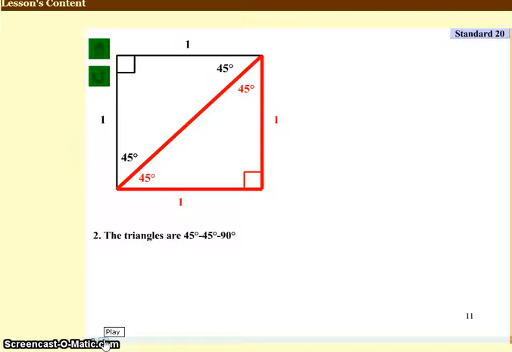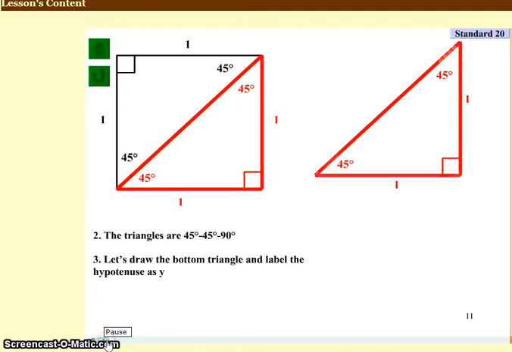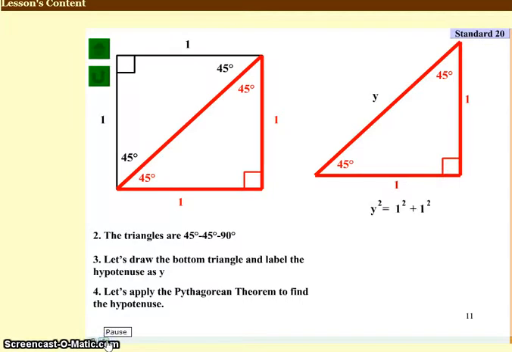So we're going to examine one of those in particular, but we can also say that the hypotenuse of either of these isosceles right triangles is nothing more than the diagonal of any square. So let's draw the bottom triangle and label the hypotenuse as y. And we want to find the length of the hypotenuse. So we're going to use the Pythagorean theorem to find the hypotenuse.